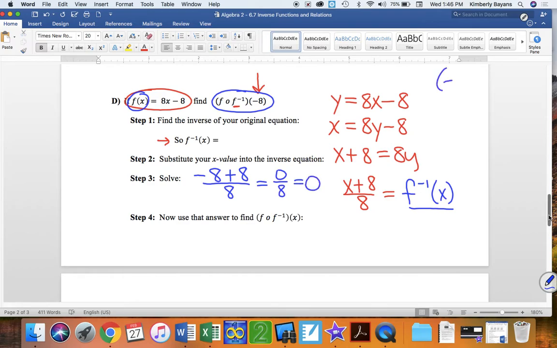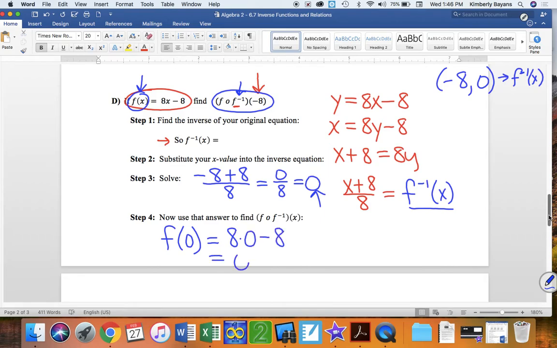So when my x value is negative 8, my y value is 0 when I'm using the inverse of f of x. So now I figured this out. Now I'm going to take this value and put it into my f of x, just like we did in 6.6. I solved that function first, and then I took that value and put it into the second function. So now I'm going to put in, oh, sorry, I need to put the 0 right there. So f of 0 would be 8 times 0 minus 8, and I get 0 minus 8, which equals negative 8.